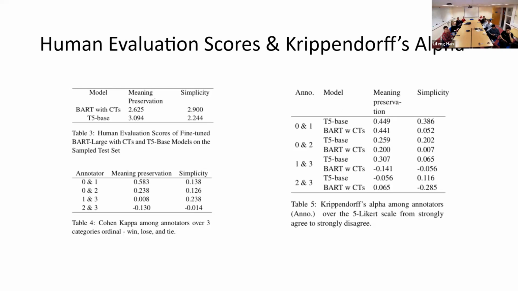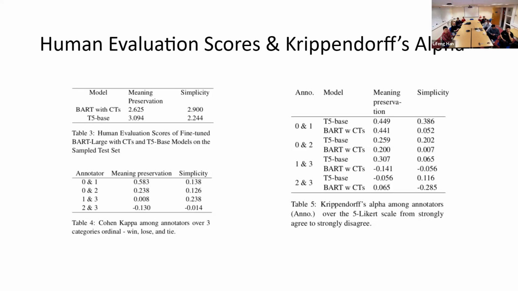Later we did two calculations of the internal rater agreements. The first one is based on Cohen's kappa among annotators over the 3-category ordinal, which means model 1 wins, model 2 wins, or a tie. In this one, we can find that only annotator 1 and annotator 2 reach a relatively higher agreement on meaning preservation. And between annotator 2 and 3, we have some disagreements.